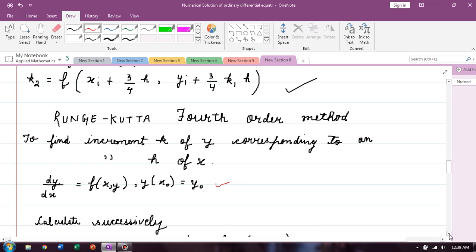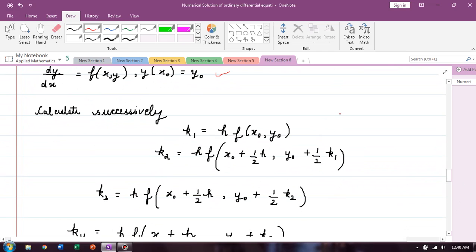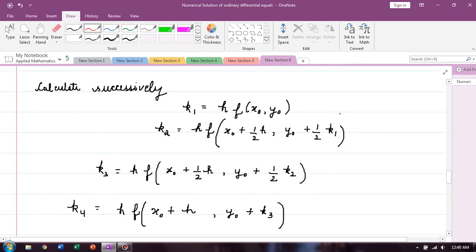So these are the steps. You have to calculate successively. By successively I mean that these steps will be followed one by one. You cannot jumble these steps. First you have to find k1, then you have to find k2, followed by the findings of k3 and k4. Fine. So now to find k1, this is the equation, that k1 is equal to h of f at x naught, y naught.